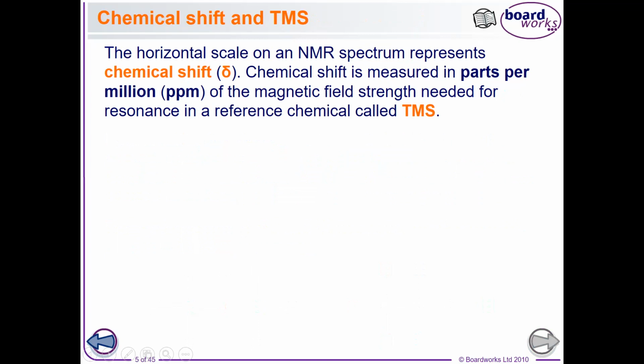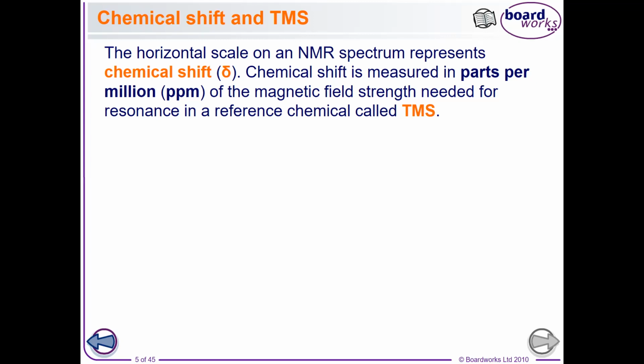Now then, it's a bit of an unusual looking spectrum. It's not like your normal graphs, if you like. The mass spectrum, the infrared one, reasonably easy to understand. This one is a bit different. We are going to measure something called chemical shift. Now, chemical shift is the difference between the external magnetic field and the magnetic field felt by the nucleus in question, which of course will have electrons around it, shielding it from the external field.